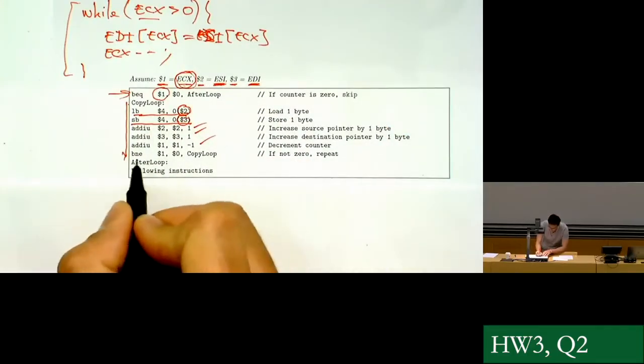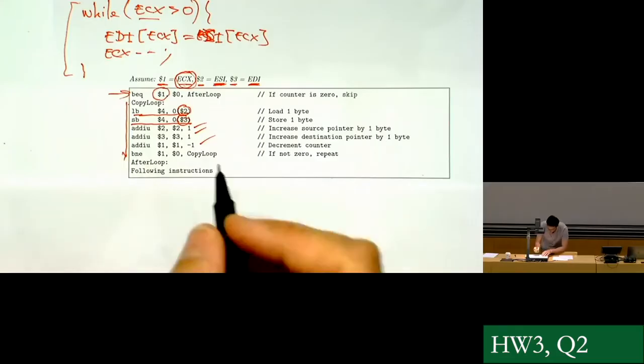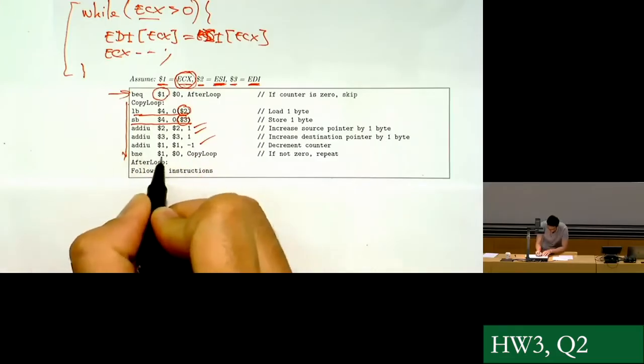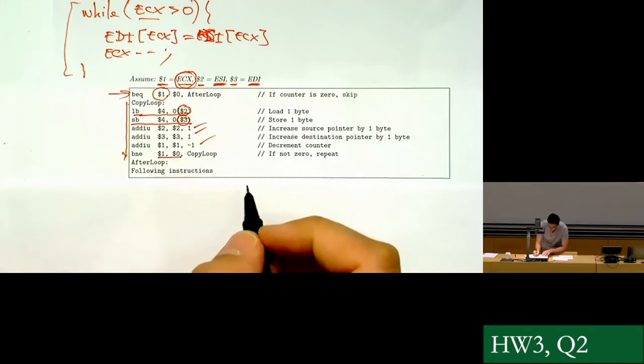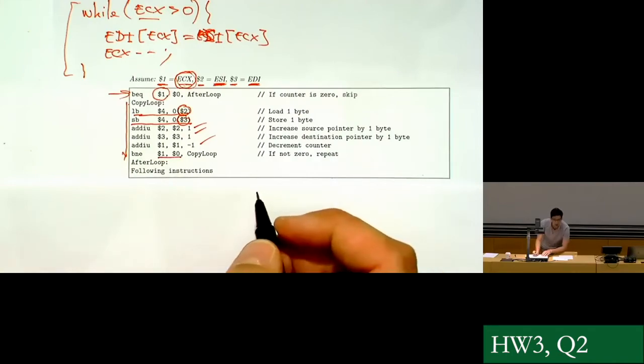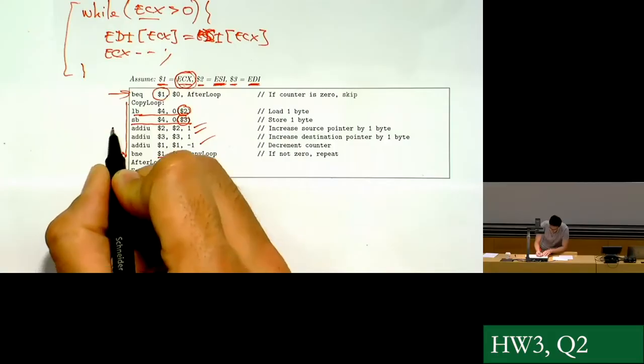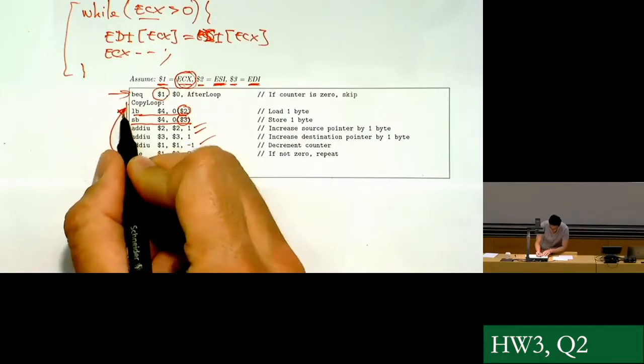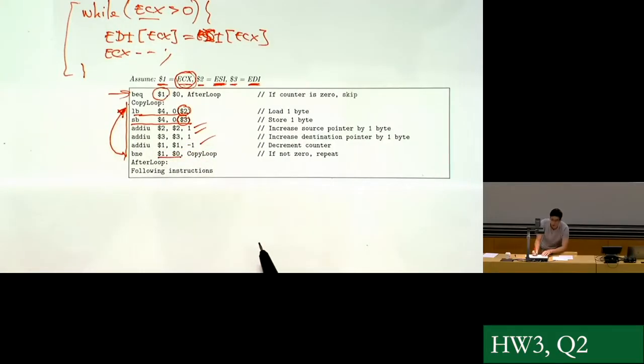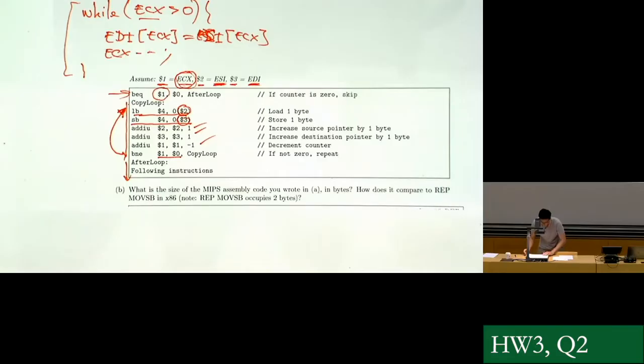And after that, we check the value of register 1, if it's still greater than 0. If it's greater than 0, we branch to the beginning of the loop body. If it's not, then we go to the rest of the code, to the following instructions. So it's very similar to what we did before, and I think it's quite easy to understand. I don't know if you have any questions. So let's continue and go to part B.